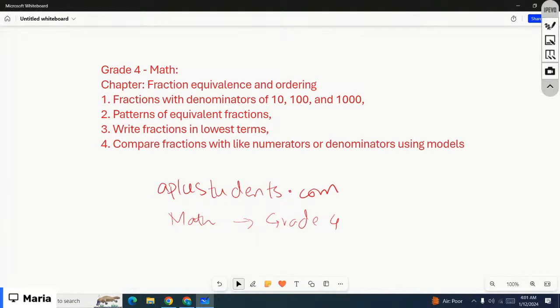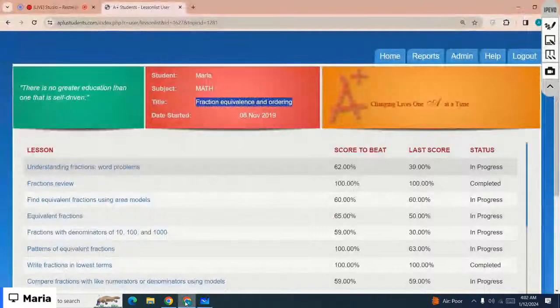We're going to start with the chapter fraction, equivalence and ordering. The lessons we're going to cover today are fractions with denominators of 10, 100 and 1000, patterns of equivalent fractions, write fractions in lowest terms, and compare fractions with numerators or denominators using models. So let's start with the first lesson. Make sure you have your notebook and pencil so that you can note down the important examples and definitions as well.